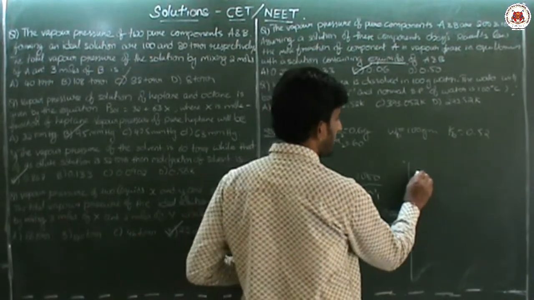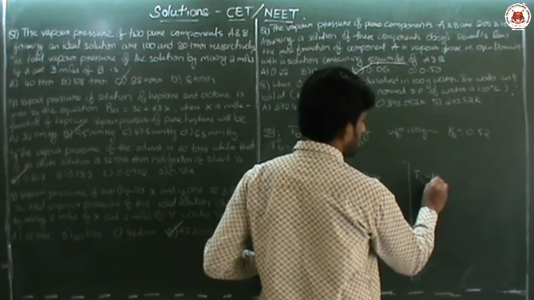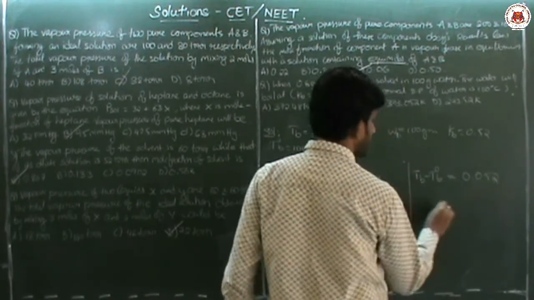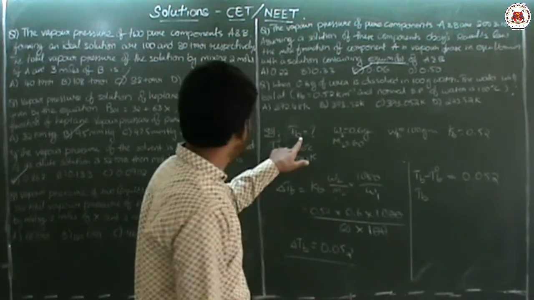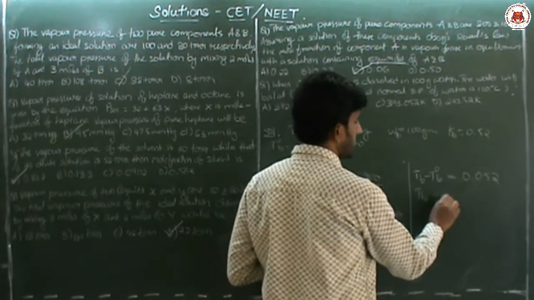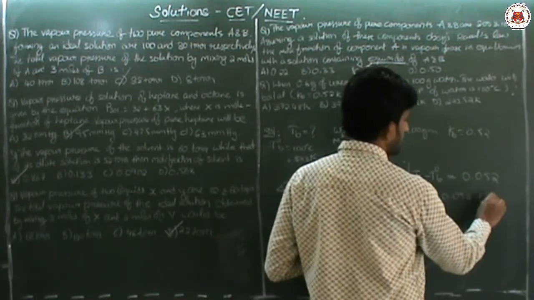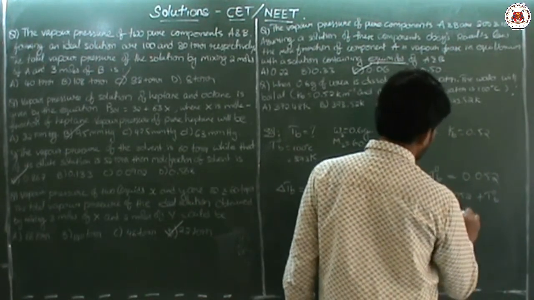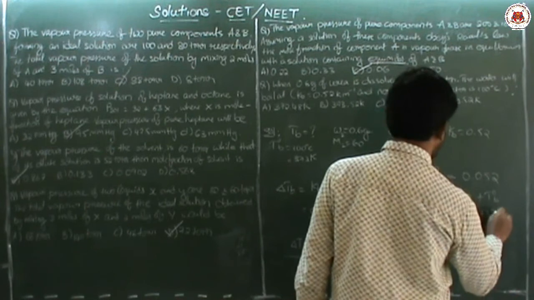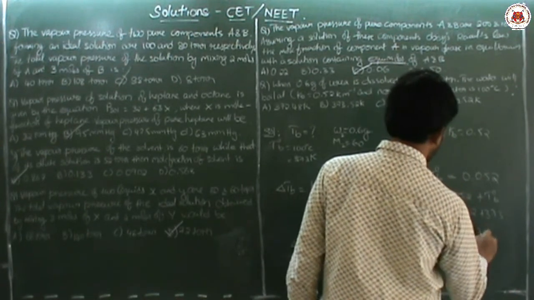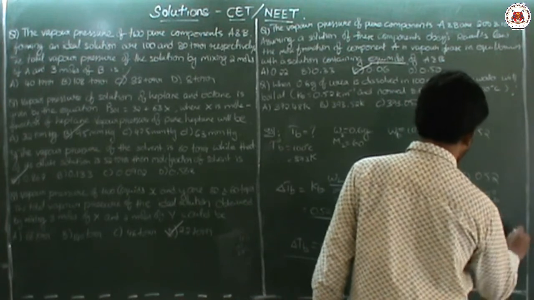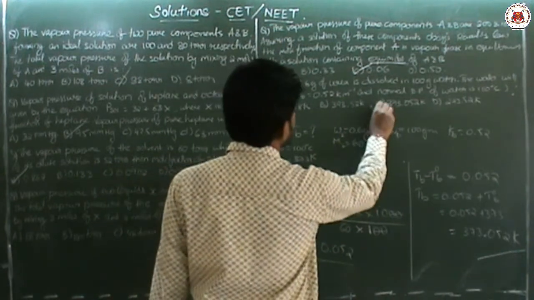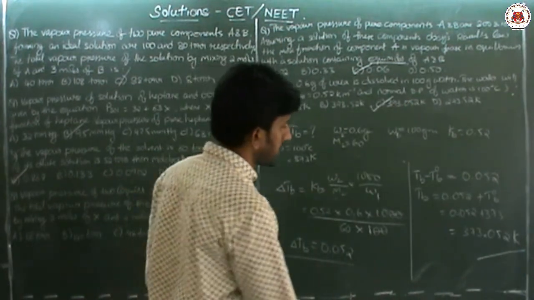Now what is the delta Tb formula? Delta Tb is Tb minus Tb naught. Then the boiling point of solution is equal to 0.052 plus T naught b. What is T naught b? 373 kelvins. So 0.052 plus 373 kelvins. Answer is 373.052 kelvins. So the answer is C, 373.052 kelvins.